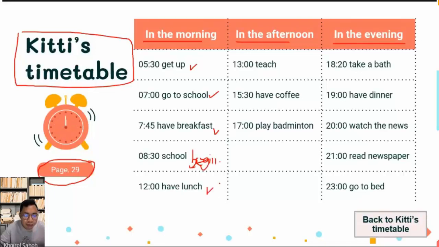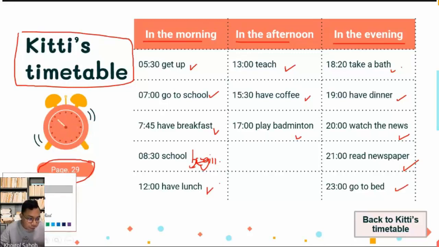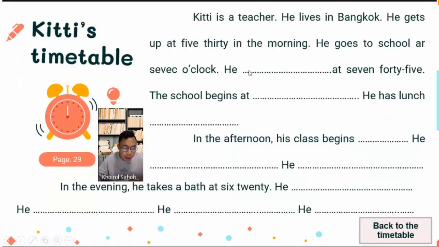Okay. Have lunch, teach, have coffee, play badminton, take a bath, have dinner, watch the news, read newspaper, and go to bed. Then you have to answer this question, okay? Read the story and complete the sentences. For example, Kitty is a teacher.